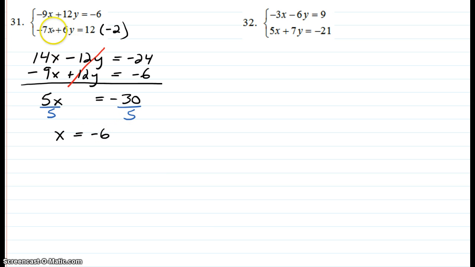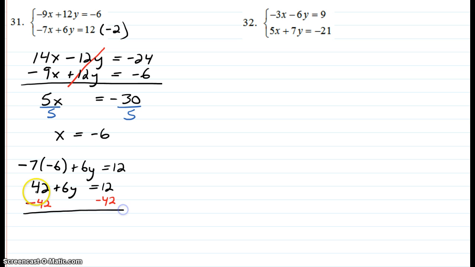So now you can pick which one you want to work with. I'm going to work with the bottom one. And so I'm going to take -7, and instead of writing x, I'm going to write -6 plus 6y equals 12. So this gives us +42 plus 6y equals 12, minus the 42 from both sides. So this goes away, and we get 6y.